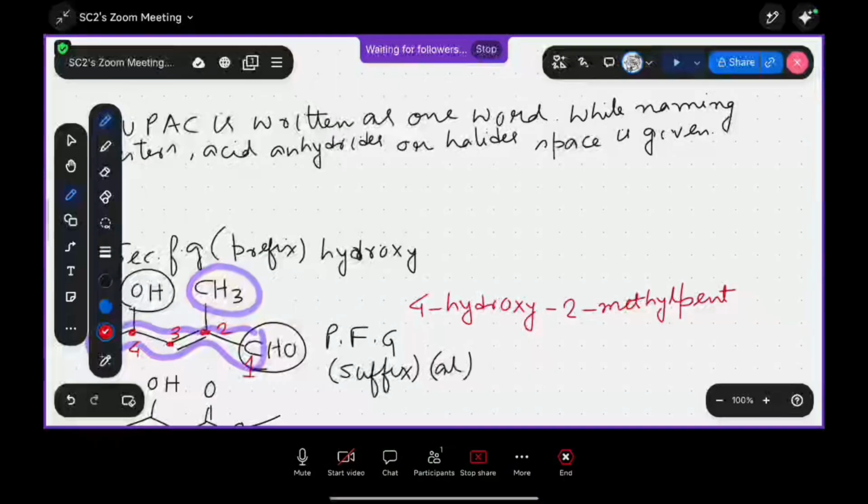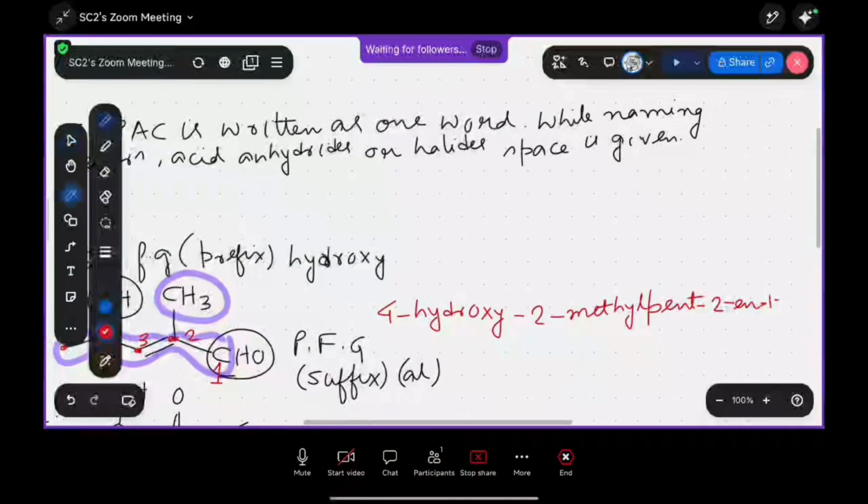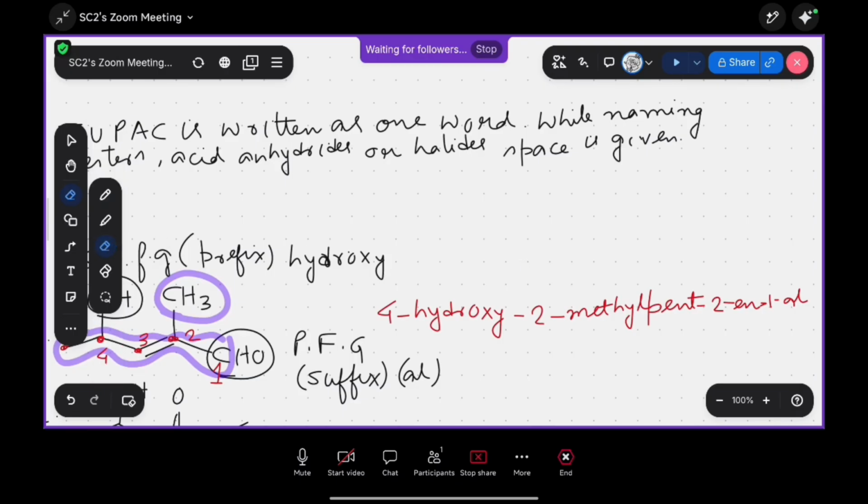And then we are having a double bond at the 2 position, pent-2-ene, 1-al. Pent-2-ene-1-al. This is how you write. Now see, this whole thing is one word. There is no space in between. But always remember that there is a dash between a number and an alphabet. You always need to give a dash between a number and the alphabet.